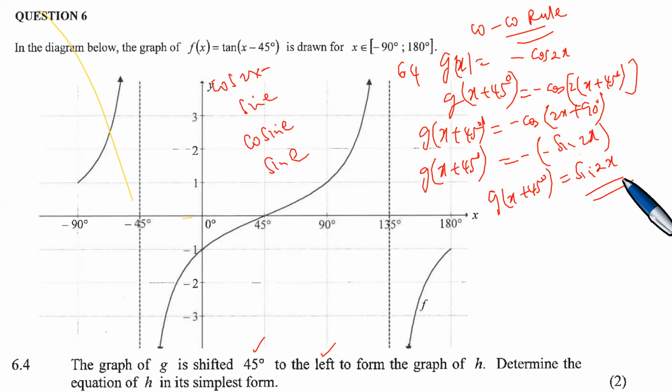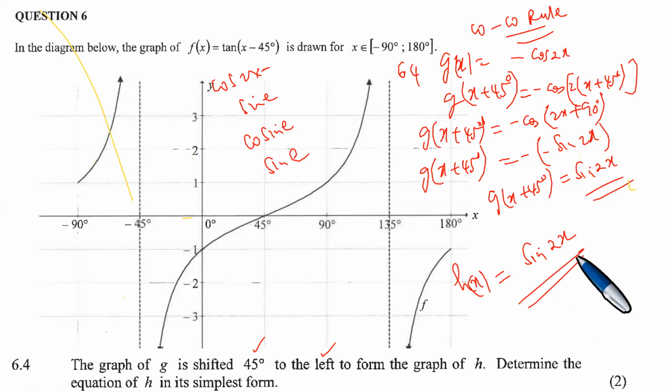Okay, we continue. So this is sine 2x, so the graph is shifted to that. Determine the equation of h in simplest form. This is the equation of h. What is the equation of h in 6.4? Therefore, the equation of h of x is actually the sine of 2x. Okay, so this is what we have, and this is the equation of h through a translation.